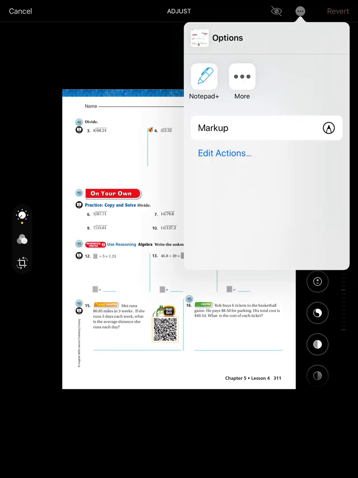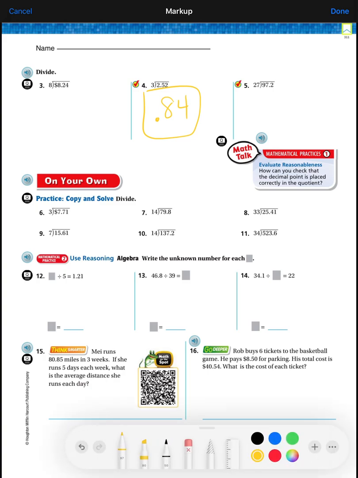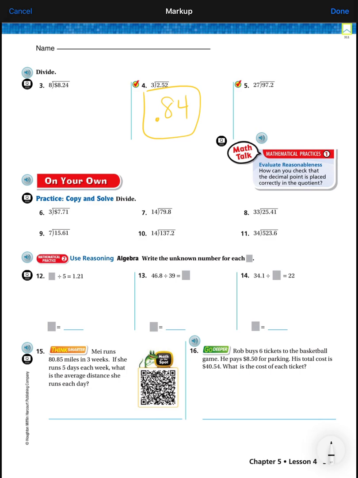Whoops. I've got to get the pens out, I guess, or it's not going to let me. 0.84. And I circle or box it in just so I can see that perfectly. Okay. Let's look at number 5 now.